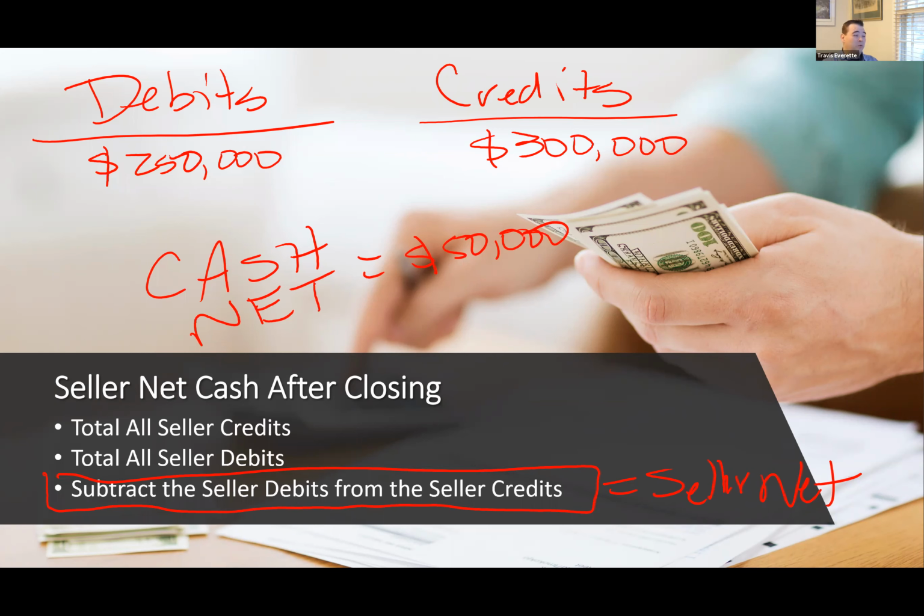Because they pretty much only get one credit. For the most part, they get one credit. They get the purchase price, but it's a big credit. It's a really big credit. But then they just get nickel and dimed and eaten to death by all these little expenses that we have at closing until they finally get down to a net amount. So let's take a look at one of those.